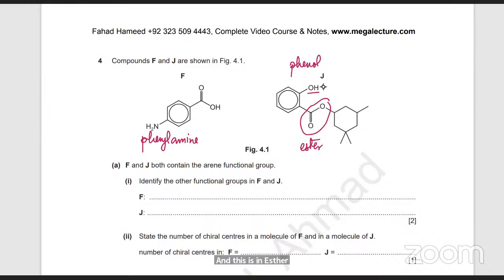State the number of chiral centers in a molecule of F and in a molecule of J. So I don't think there is any chiral center here. This is alternating double bonds. So no chiral centers. Okay, how many chiral centers here? I guess that's chiral. This is chiral. Both of these are chiral, right? Benzene, there's not going to be any chiral. So this one has two chiral centers, this one has zero chiral centers.